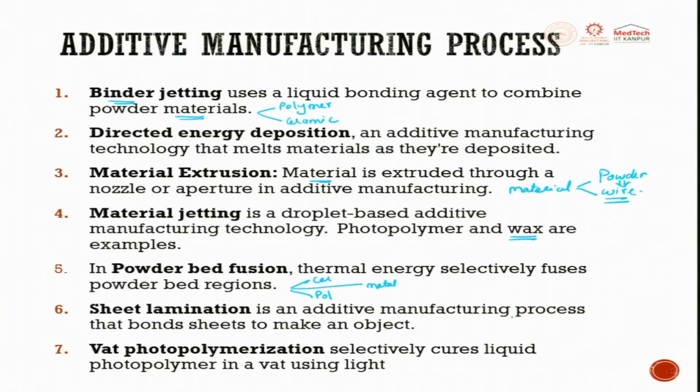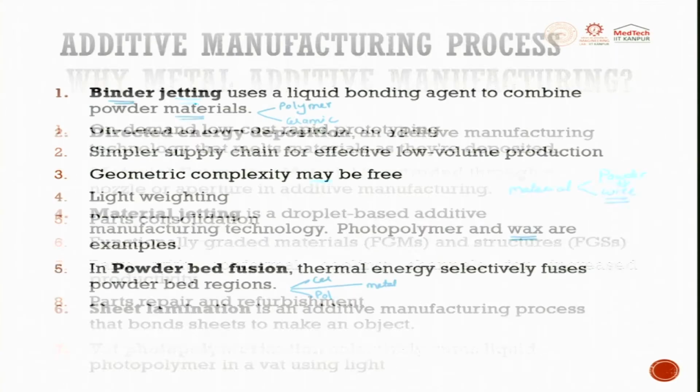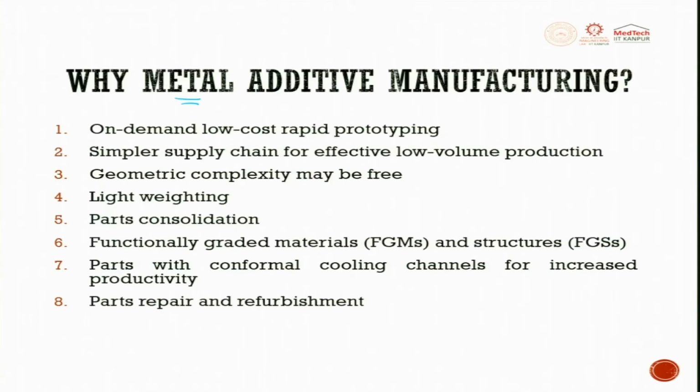Sheet lamination is an additive manufacturing process that bonds sheets to make an object. The bonding can be through ultrasonic welding or through laser. Vat photopolymerization, we have already seen, selectively cures liquid photopolymer in a vat using a light. The light will always be a laser or it can be a projected light. Why metal? Amongst these 7, why do people talk exhaustively about metals today?